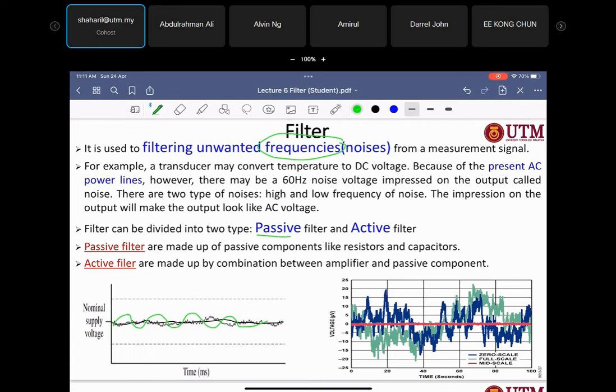Okay. Passive means it's like the passive components that consist of a resistor and capacitor, right? Resistor, you don't need a supply. Capacitor also, you don't need a supply.